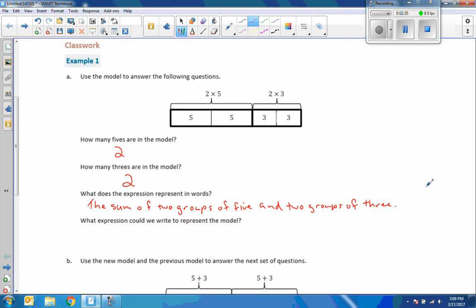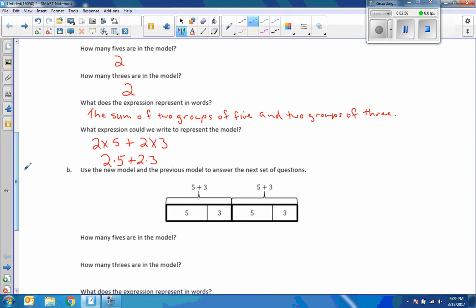What expression could we write to represent this model? Well, the expression is given to us right here. So we could say 2 times 5 plus 2 times 3. I'm going to rewrite that without an x. X looks like variables. We are now using variables. So I'm going to use a dot for times. 2 dot 5 plus 2 dot 3.